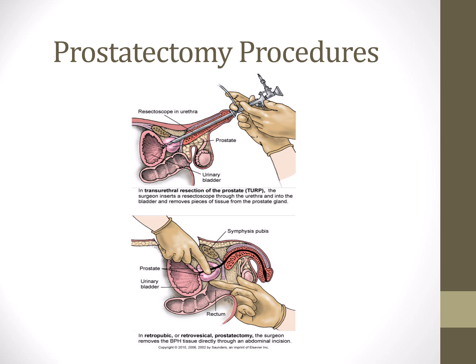The images below show 2 different procedures to remove excess prostate tissue. The picture on top is the TURP procedure, where an instrument is inserted through the urethra to go in and remove that excess tissue in the prostate. Whereas the picture on the bottom shows a retropubic or retrovesicular prostatectomy. In that procedure, the surgeon is making an abdominal incision and going in and manually removing the excess tissue.